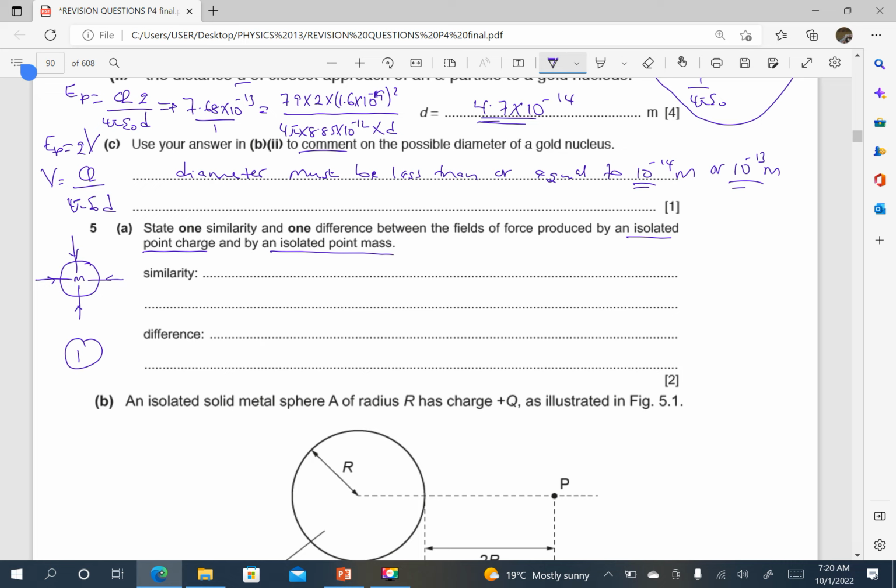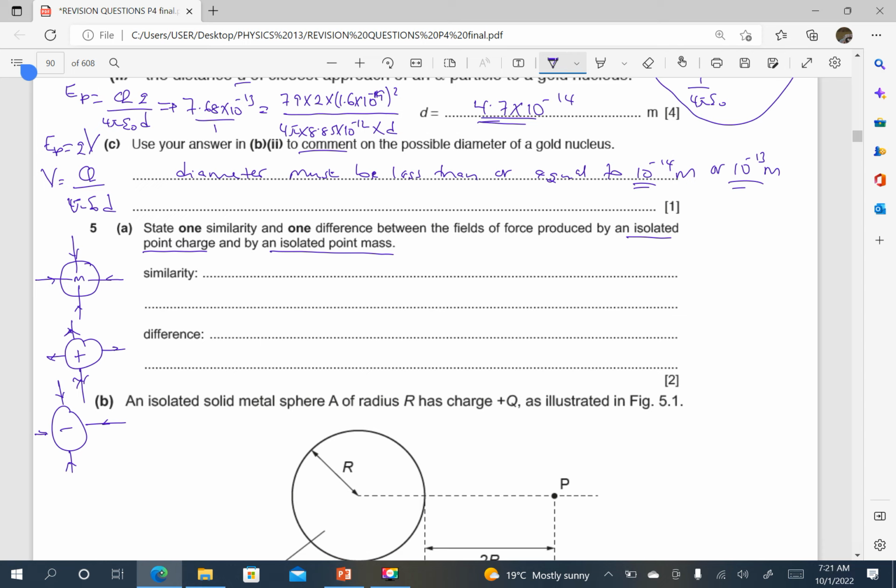If I'm considering a charge, let's say it is positively charged or negatively charged, the field lines are also radial. But here they did not specify the sign of the charge. So the field lines are also radial, but if it is a positive charge, they can be away from the charge. If it is a negative charge, the field lines could be terminating towards the charge. So for a point charge, the field lines can either be away from the charge or towards the charge. But in all cases, you see that both field lines are radial.